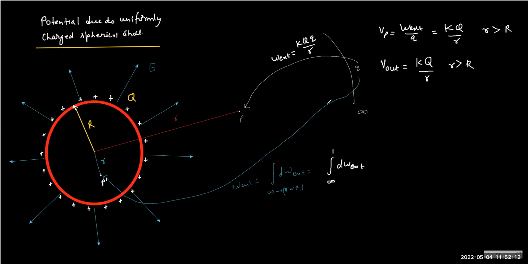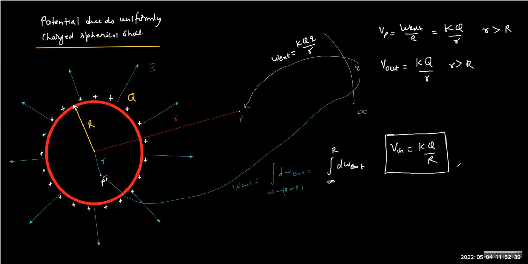So KQ by capital R. The answer has nothing to do with the small r, because the capital R will decide. So the V inside is simply KQ by capital R. It has nothing to do with which point you choose within the cavity. So it is like a cavity.